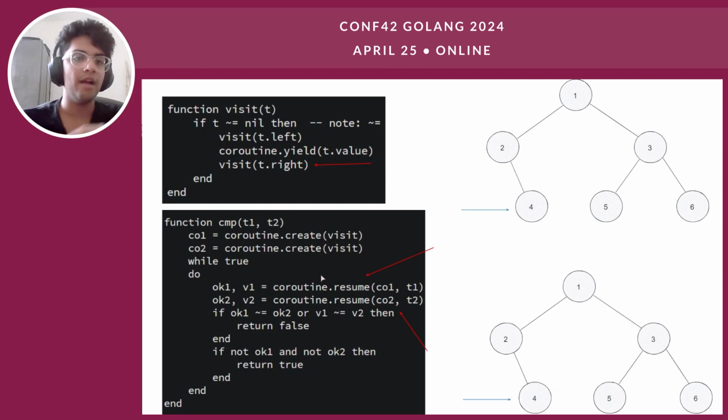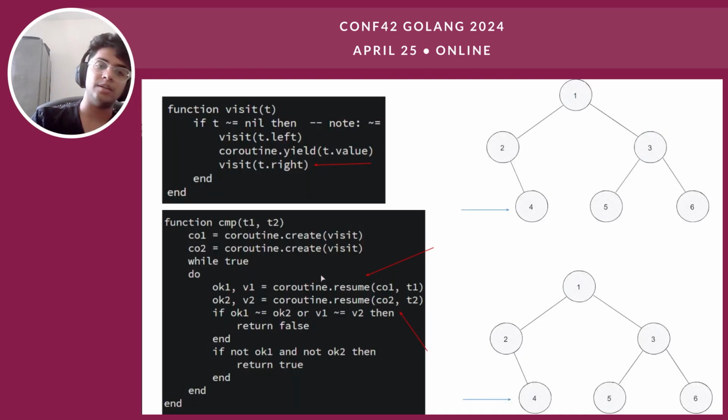Again, in the while loop, you call your resume function again. It goes to the right subtree from 2, which is 4 in this case, for both the trees, because it resumes both the coroutines one by one. It yields back the values, and now you can compare 4, and so on and so forth, till you know both the trees are the same in this case.